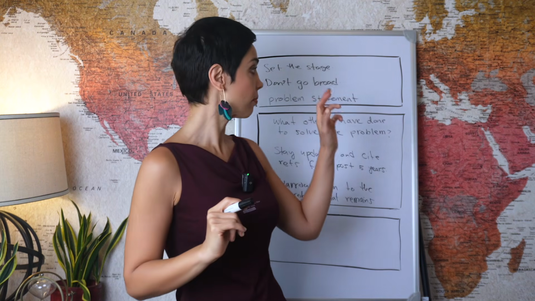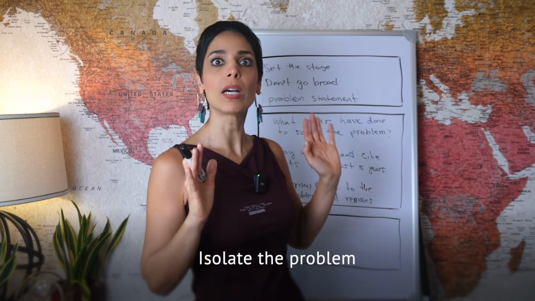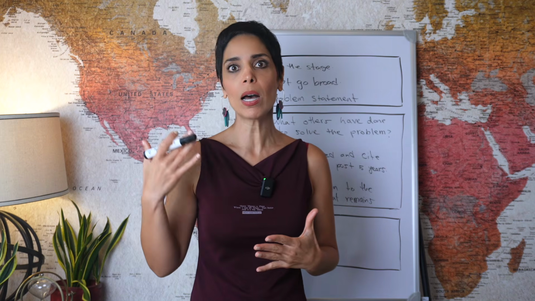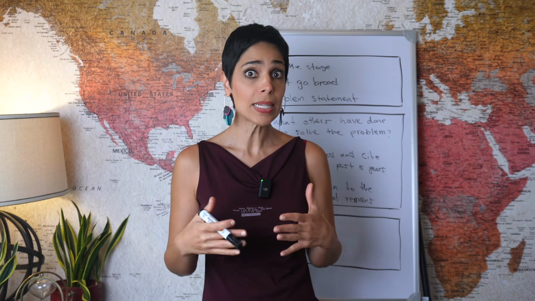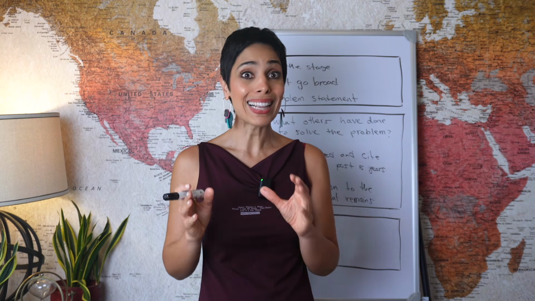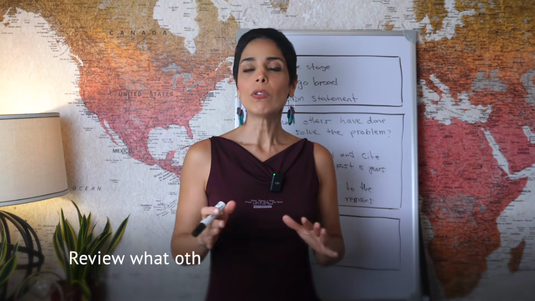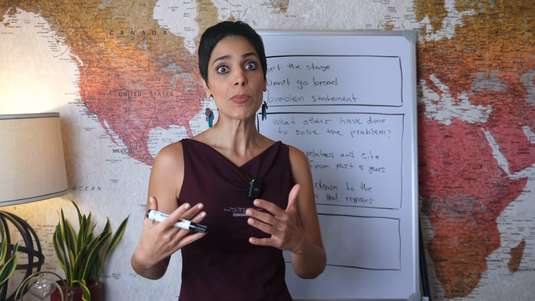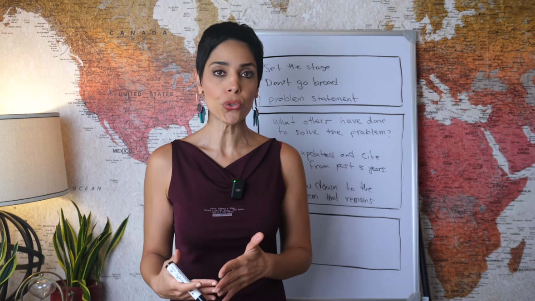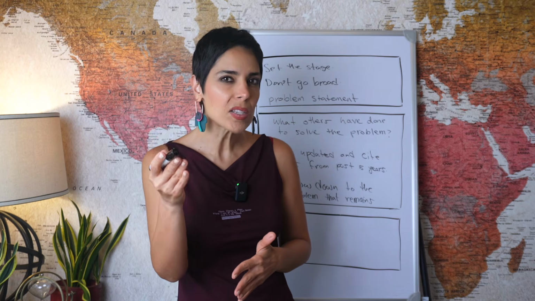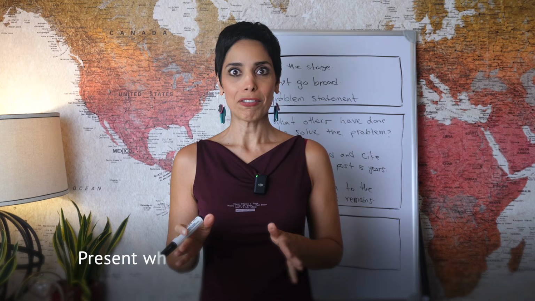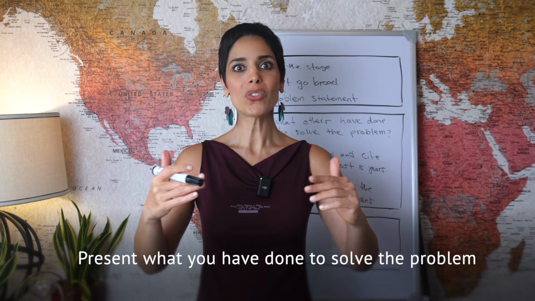First paragraph, isolate the problem, provide context, explain what the problem is, why it needs to be solved now, and what the consequences of inaction would be. Make the urgency and the need for action clear. Second paragraph, review what others have done to solve the problem, present specific solutions offered, and explain how these efforts fell short in addressing the exact, highly specific detail of the problem you are working on. Third paragraph, present what you have done to solve the problem.